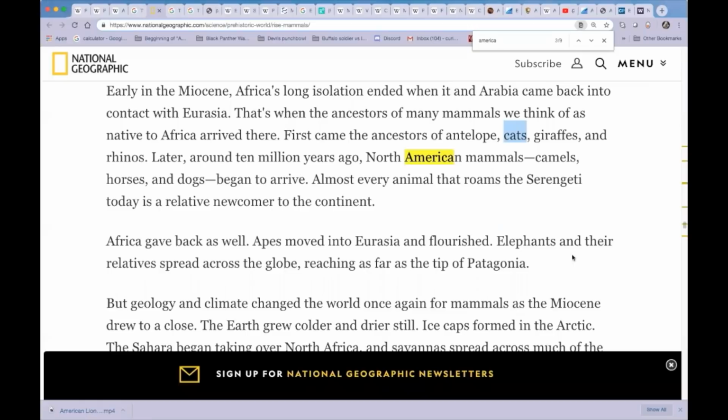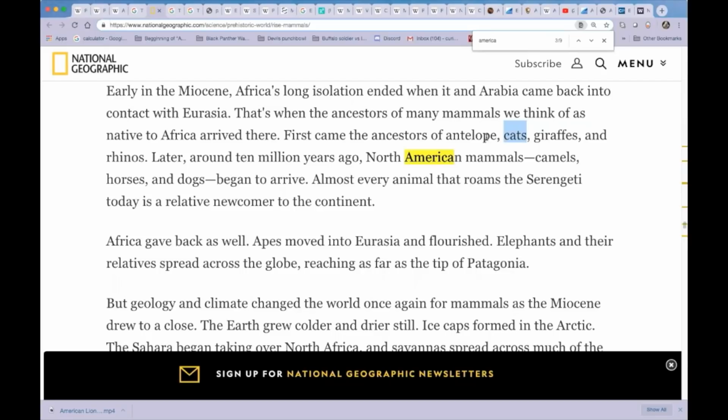So it says, early in the Miocene, Africa's long isolation ended, when it and Arabia came back into contact with Eurasia. That's when the ancestors of many mammals we think of as native to Africa arrived. So a lot of animals that you thought were native to Africa, that's when they actually came. They weren't in Africa. First came the ancestors of the antelope. We're going to see, if you study the hoofed animals, that they originated in America. So antelope has hoofs. And then we've got cats. We're going to see where they originate.